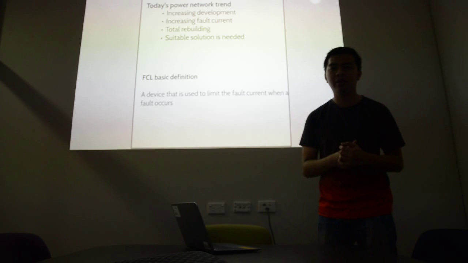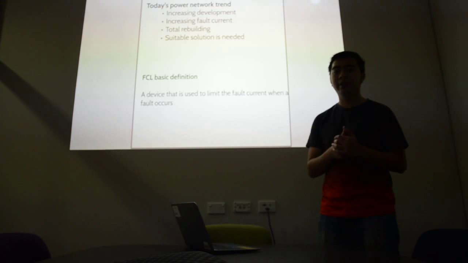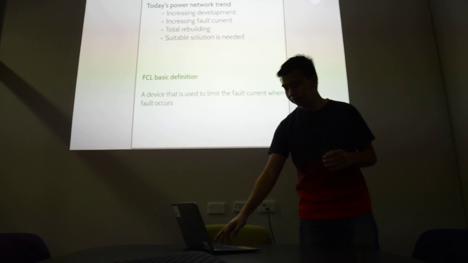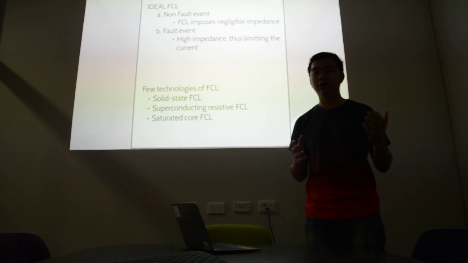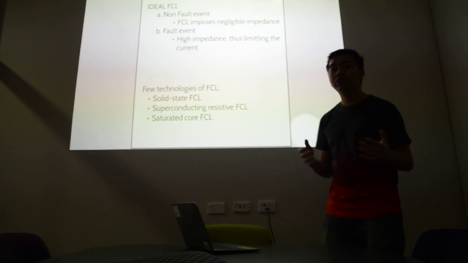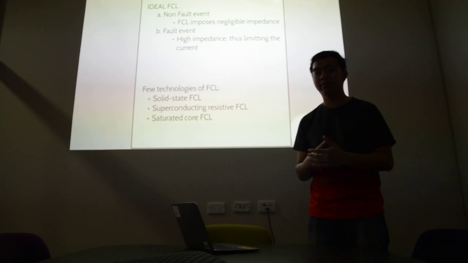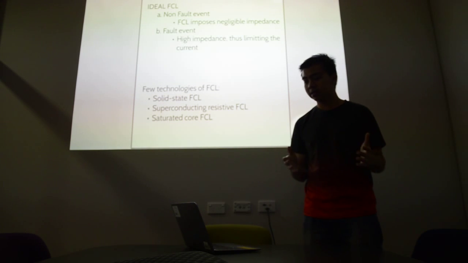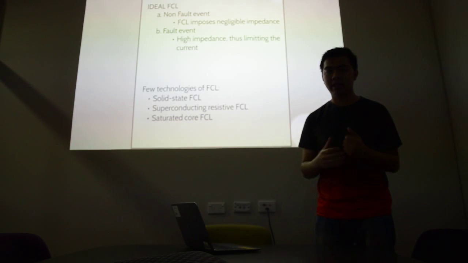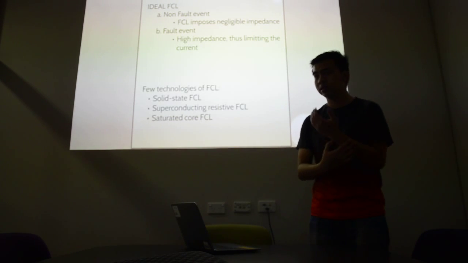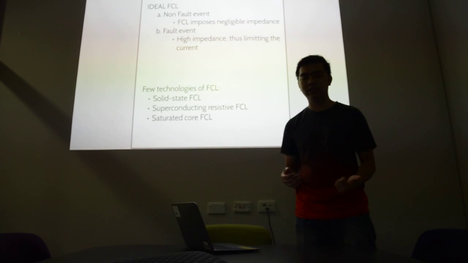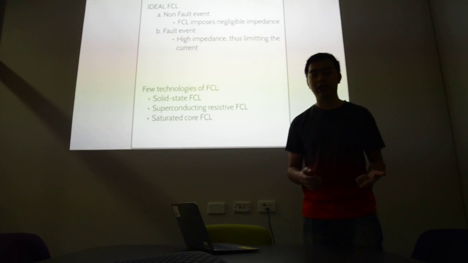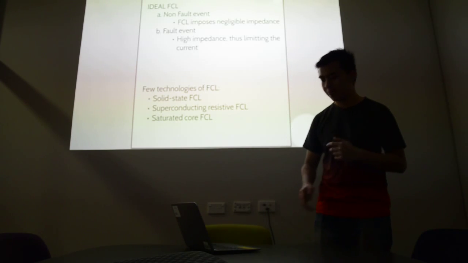The basic definition of fault current limiter is that it's a device used to limit the current when a fault occurs. So ideally, during a non-fault event, it will impose negligible impedance. On the other hand, during a fault event, it has high impedance, thus limiting the fault current. There are also a few other fault current limiter technologies such as solid state FCL, superconducting resistive FCL, and the one that we are interested in, saturated core FCL.